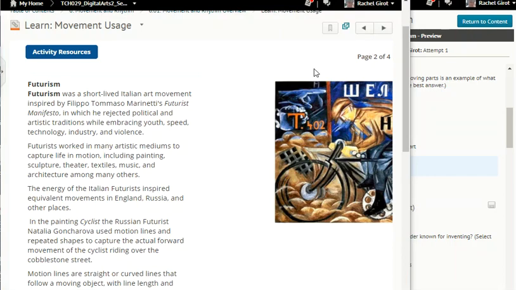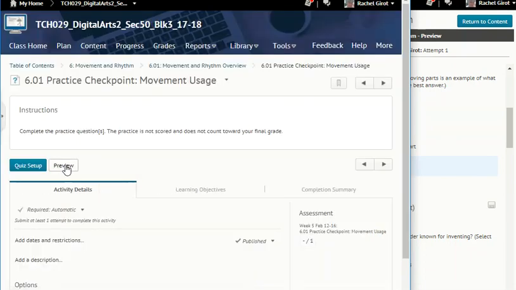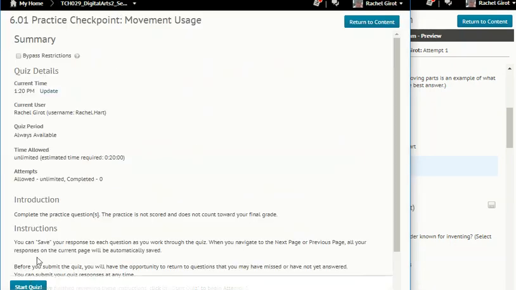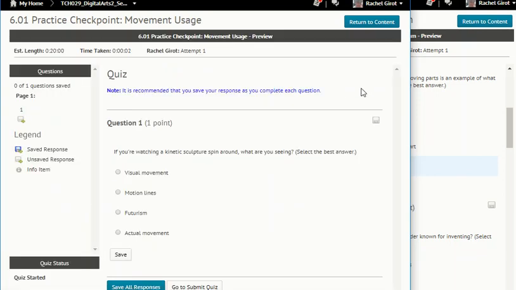Okay, so we covered Futurism, kinetic art, and comic books. Oh, look, we have another checkpoint. If you're watching a kinetic sculpture spin around, what are you seeing? Visual movement, motion lines, futurism, or actual movement? If it's actually spinning around, you're seeing actual movement, right? Gosh, I hope so. Let me know if I got that one right, guys.